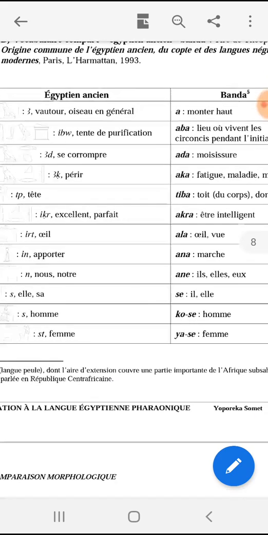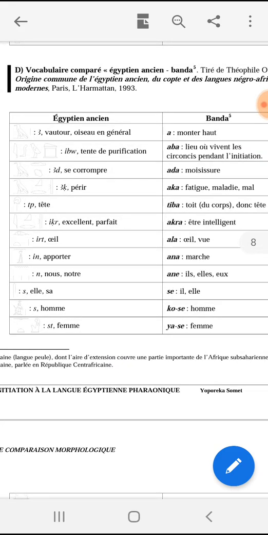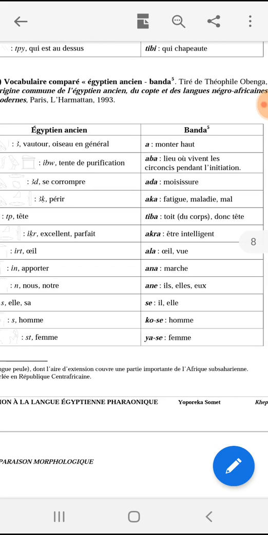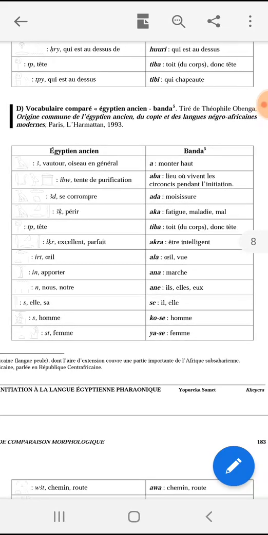In Medu-Neter, you have Ak, which means to perish. In Banda, you have Aka, which means to be tired, sickness, something bad. As a matter of fact, I forgot to tell you that the Banda is taken from Theophile Obenga's work from 1993.